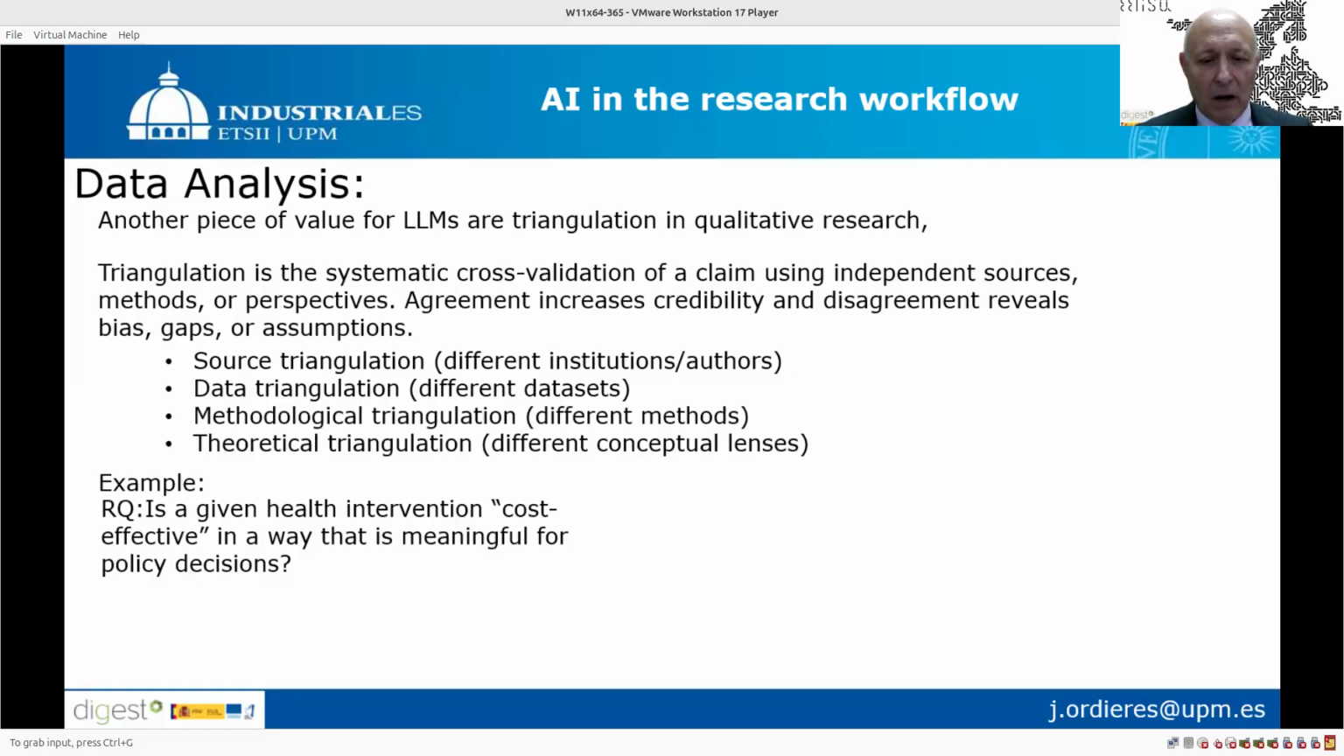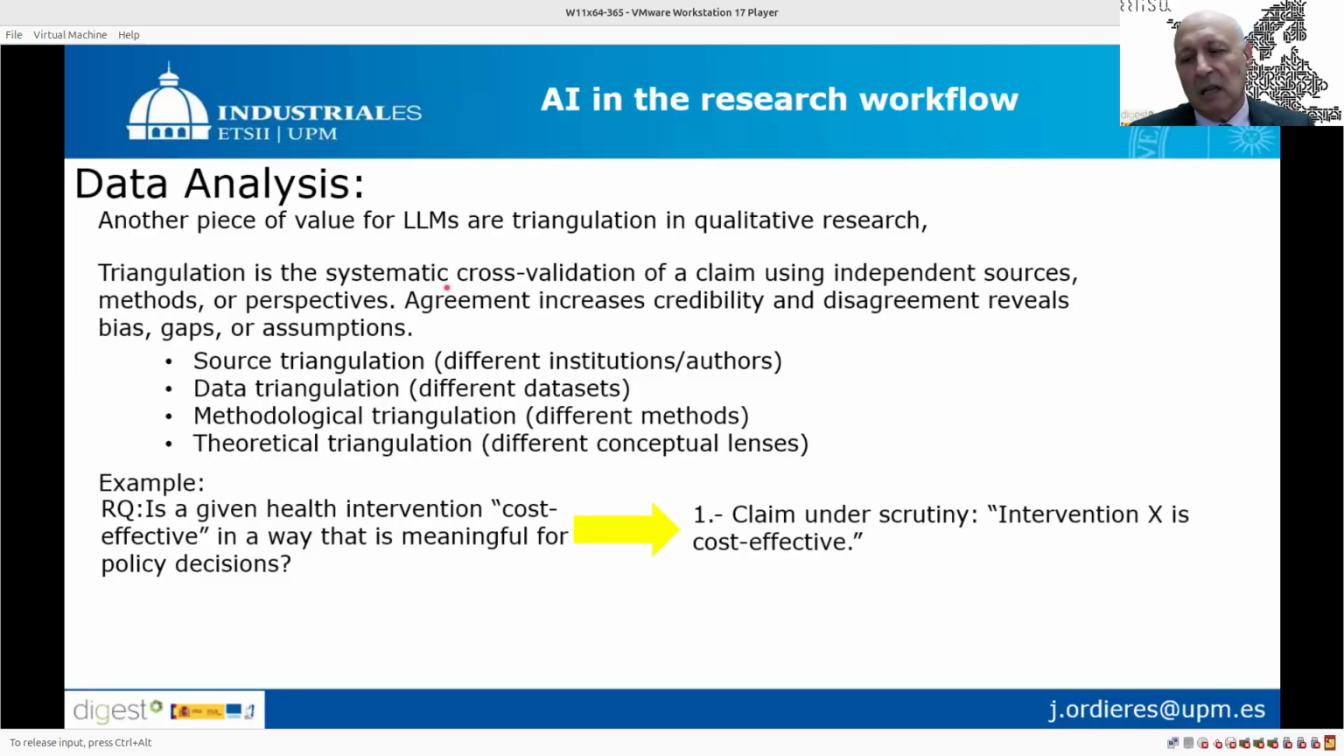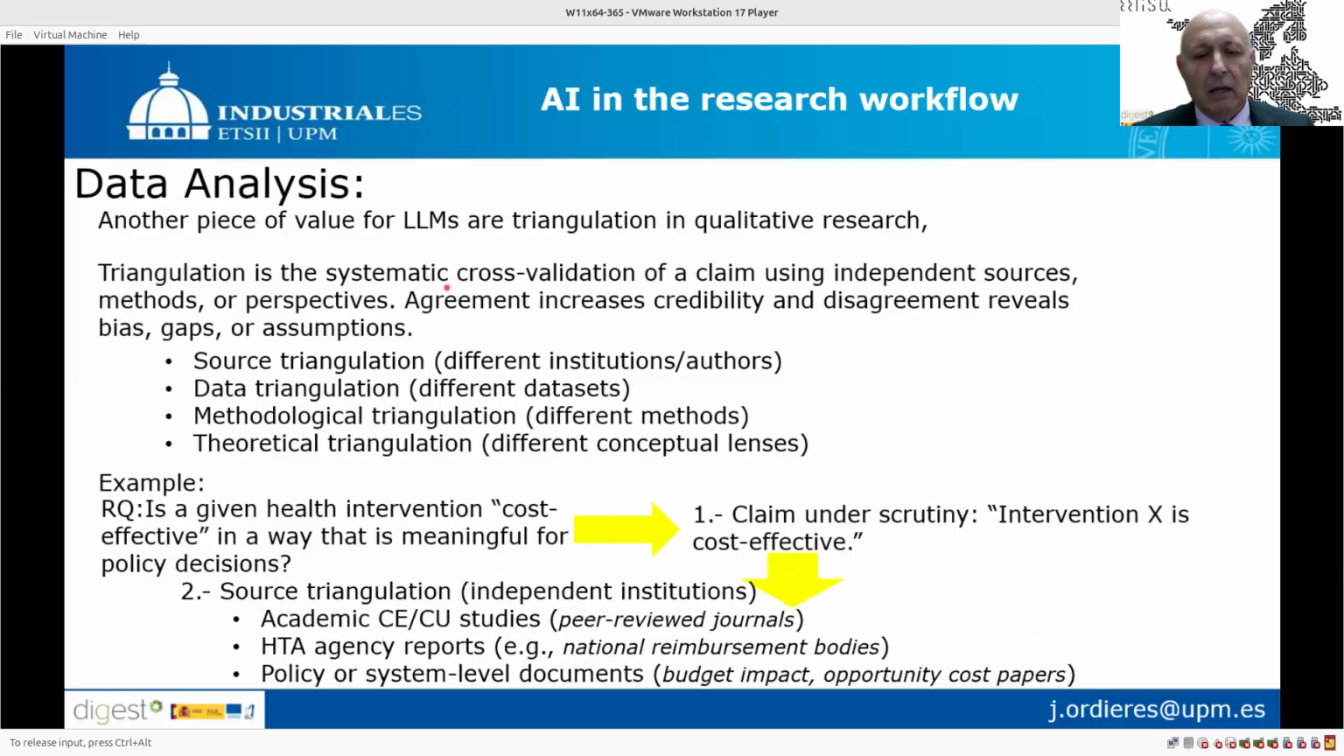Then you can see here one simple example related to, for instance, a research question about cost effectiveness in policymaker decisions. You can transform that research question into a test, checking one specific point, which is whether the intervention of nurses is cost effective or whatever. Then you can try to answer yes or no.